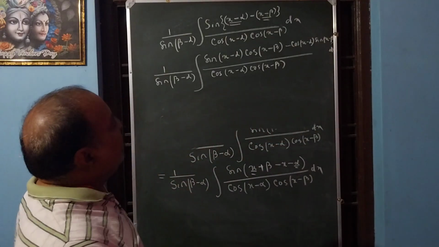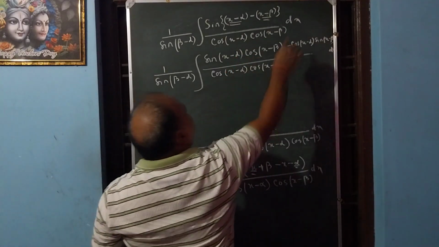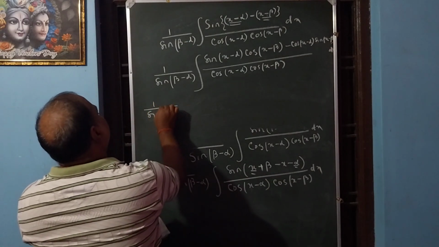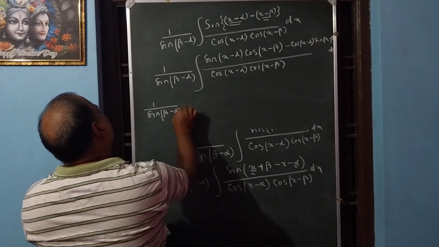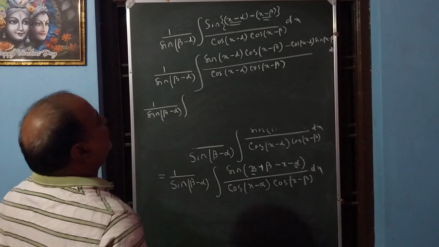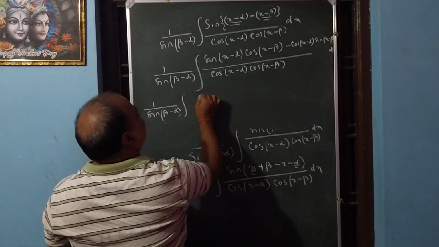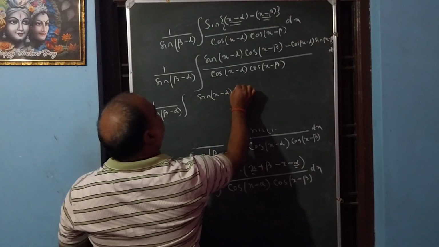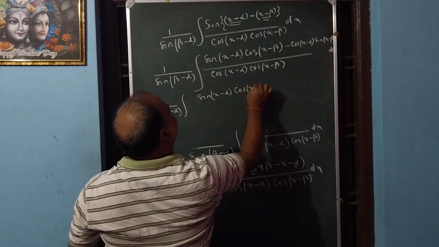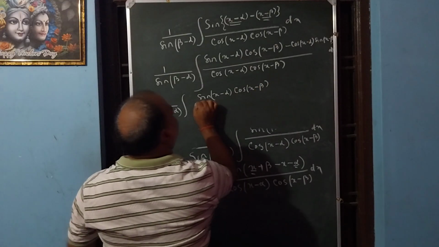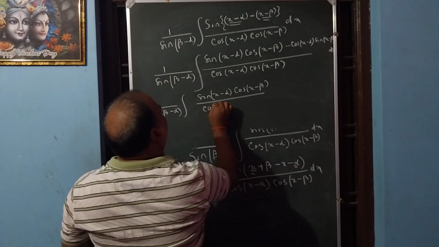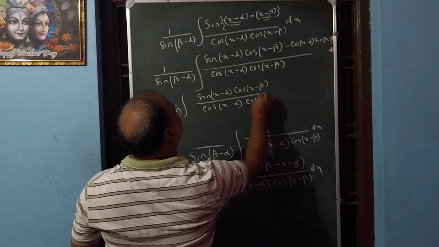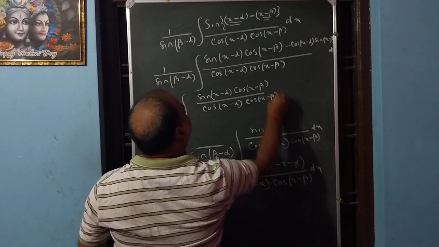So then individual division, this by this minus this by this. So we get 1 by sin beta minus alpha, integration of this by this minus this by this. Sin x minus alpha into cos x minus beta divided by cos x minus alpha into cos x minus beta.